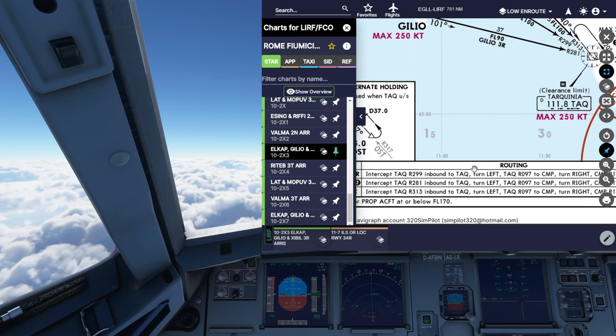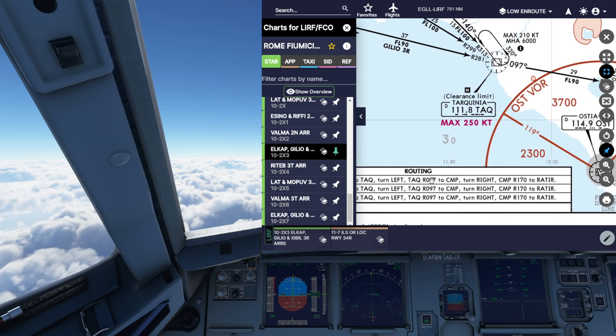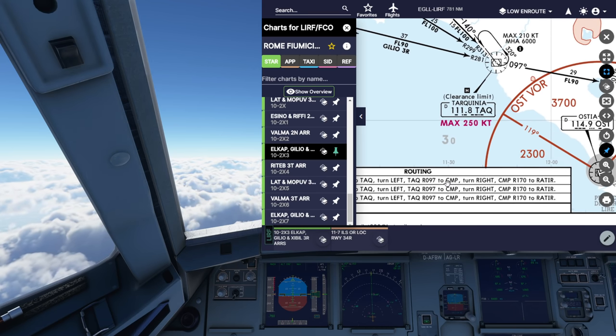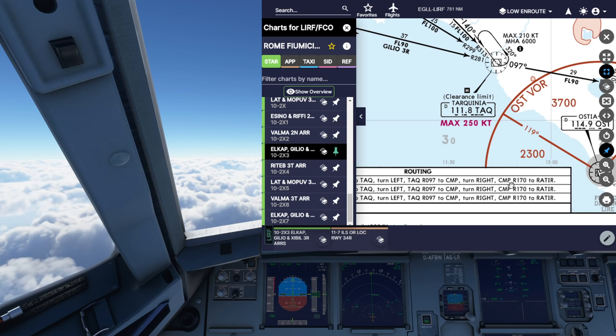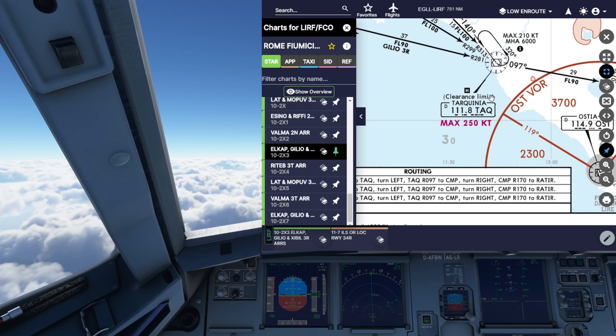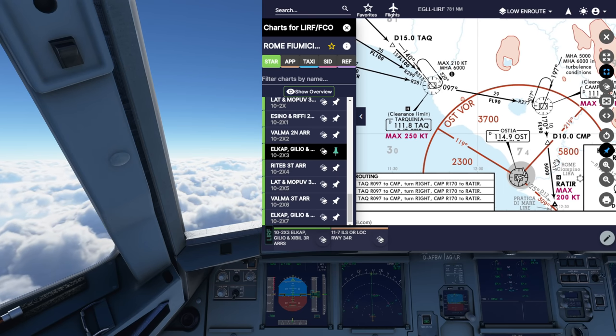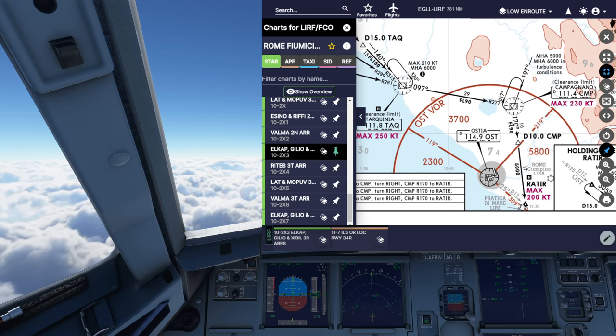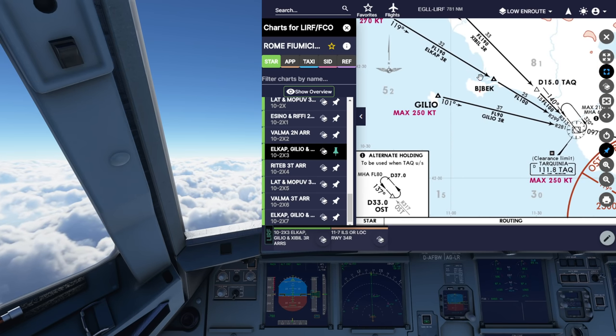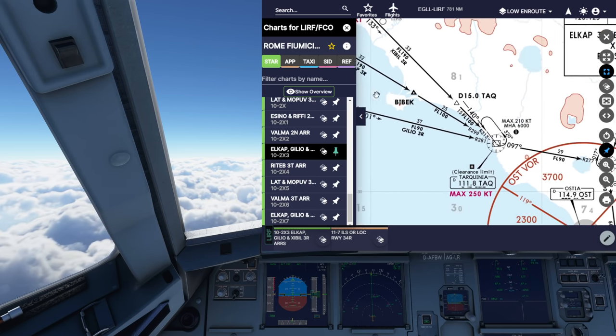Again, don't worry too much, but that's what that's referring to. So intercept that radial, inbound to the Tango Alpha Quebec, then take a left turn, take the radial 097 to Charlie Mike Papa, then a right turn, the Charlie Mike Papa radial 170 to Ratir. And that's it. That lateral profile just sends us around VOR to VOR, or using the radials to reach these waypoints. There's a few other things we need to note about the lateral profile.